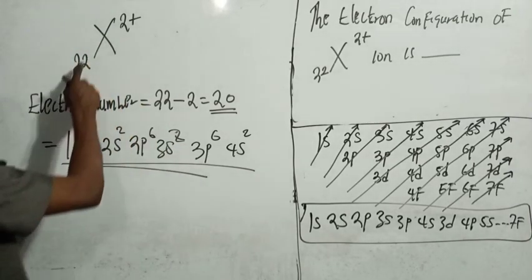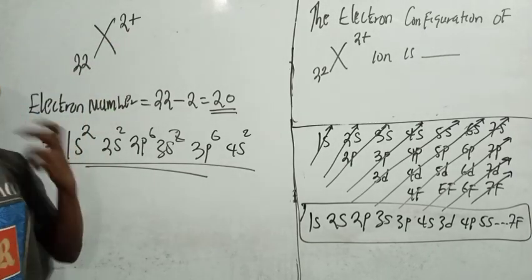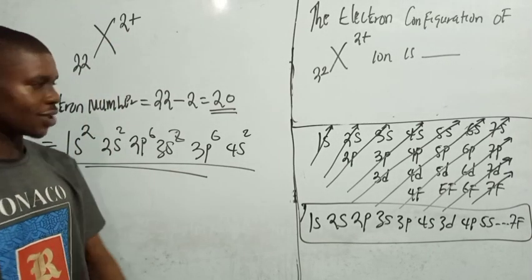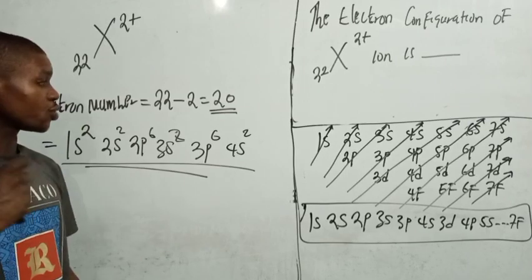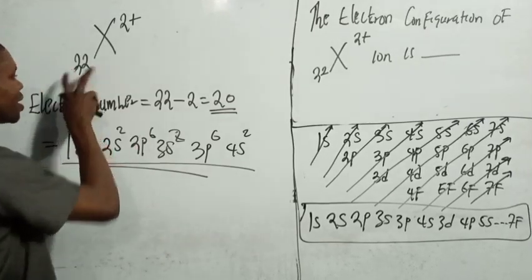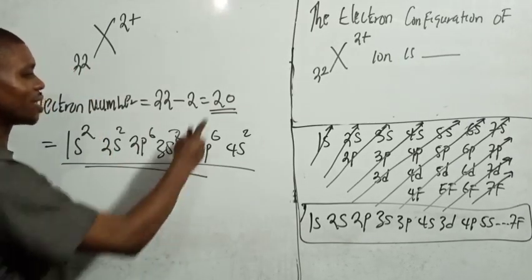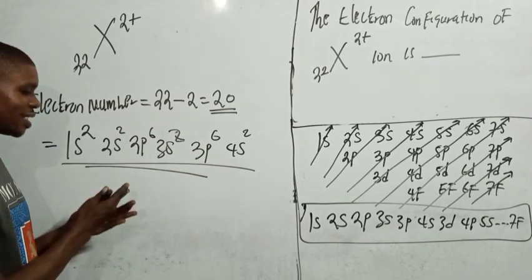And the main reason why we use 20 is that this one has lost 2 electrons, so it's going to be 22 minus 2. So the proton number here is 22, but the electron number here is 20. So this is the answer.